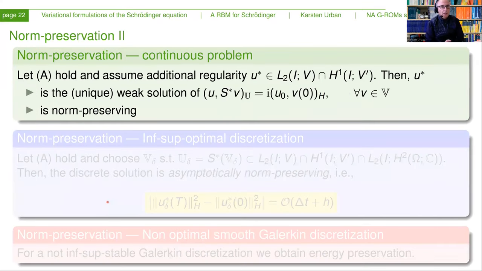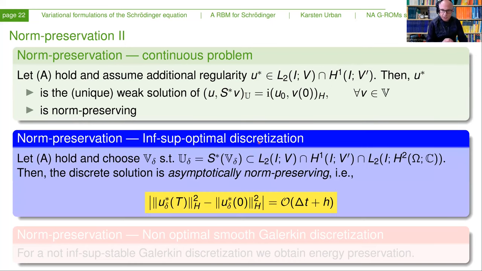And then for this specific ultra weak form, we can prove, in fact, that the ultra weak form has additional regularity. So even though we are only looking at the ultra weak form, we get this additional regularity here, and then this is also norm-preserving, assuming, of course, a smooth initial condition. Now, what happens with the inf-sup optimal discretization?